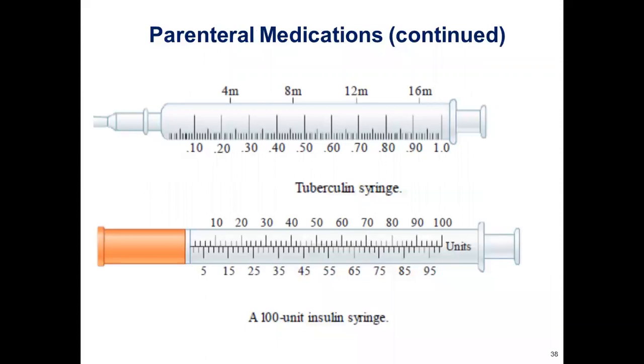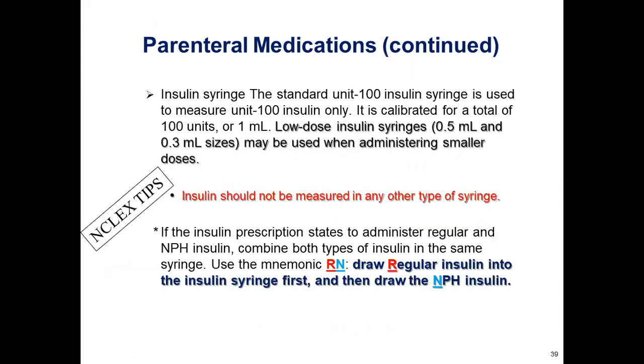Here it shows two pictures. One is the tuberculin syringe, showing total capacity of 1 ml or 1 cc, and here a 100 unit insulin syringe. So this is the unit. Sometimes we can see in the prescription, my patient needs 3 units of insulin. Unit is the unit for insulin measurement. What next?